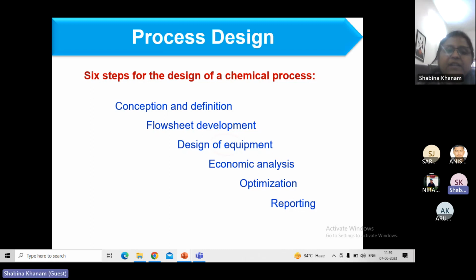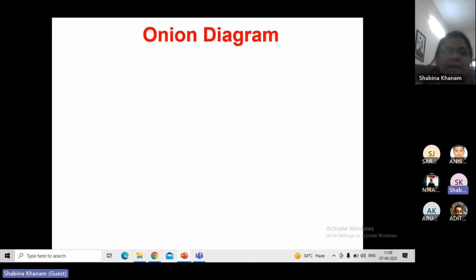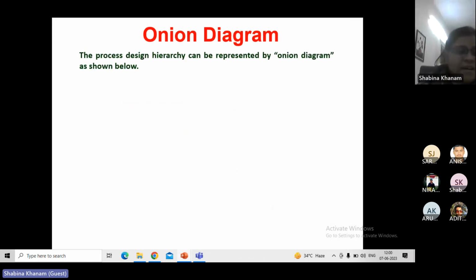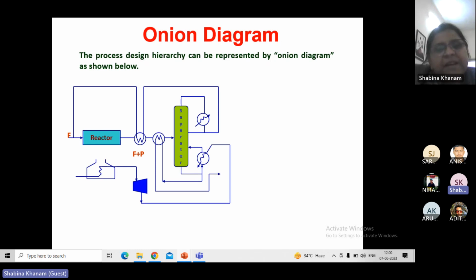But here in this particular course, we will consider a step that is design of equipment. So design of equipment we need to consider, and we will see how it would be beneficial for chemical process. So let's continue with design of the equipment. And here I have the onion diagram. If you recall the last course, we started from the onion diagram only. Here I will not discuss that in detail, since you are already aware of this, because we have already done the same thing in the last course. Just quickly I will cover this.